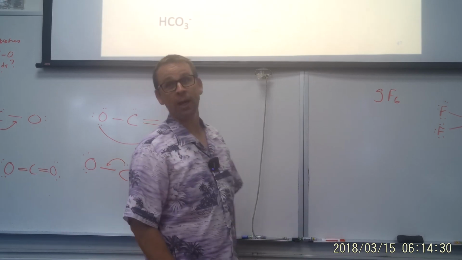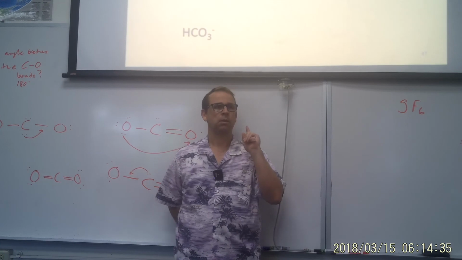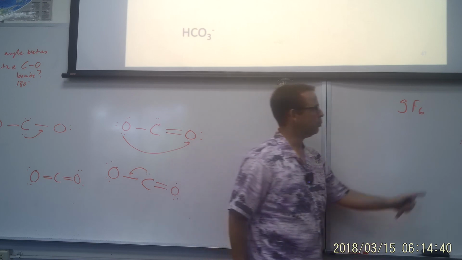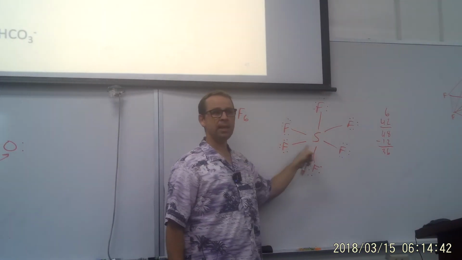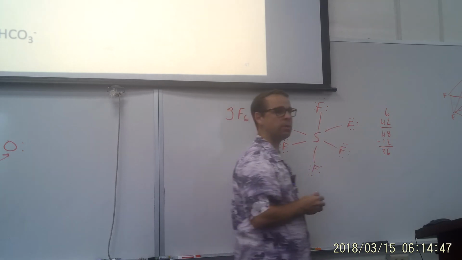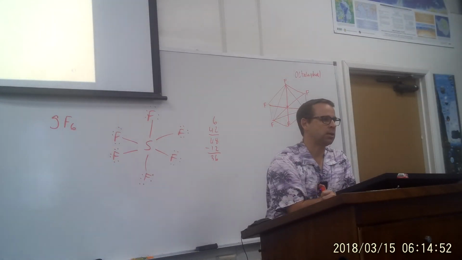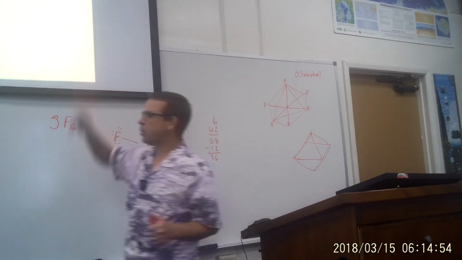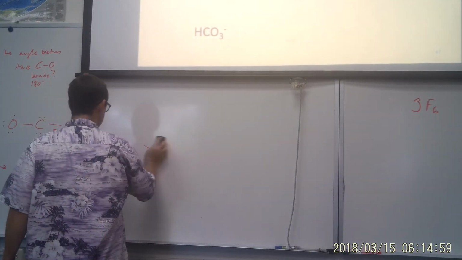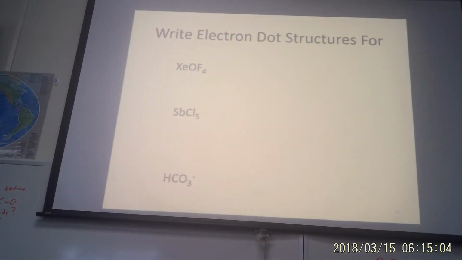XeOF4. Now, here's a hint on this one. Only atoms that are 3rd row or lower can have more than 8 electrons available to them. We call this, when sulfur has so many electrons around it, an expanded octet. Okay? So looking at that top one there, it might be difficult to identify what the central atom is. So talk to your neighbors about how you might be able to identify what the central atom is.